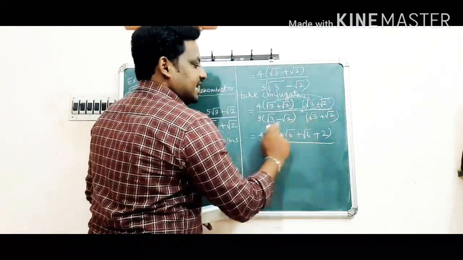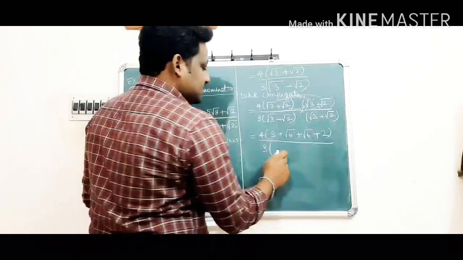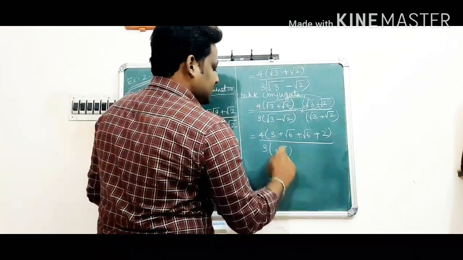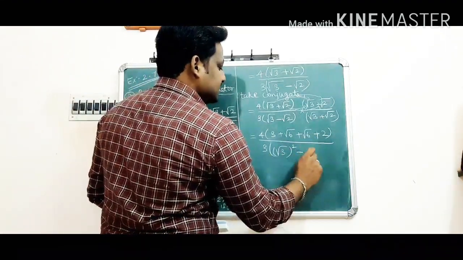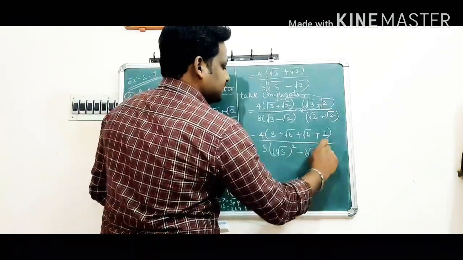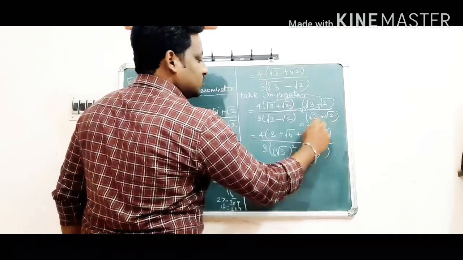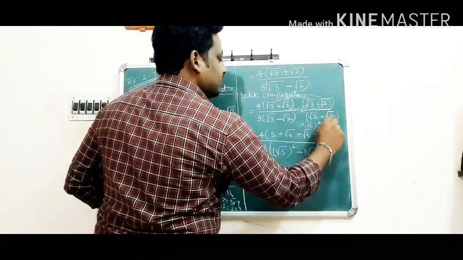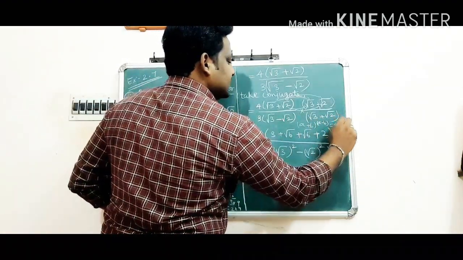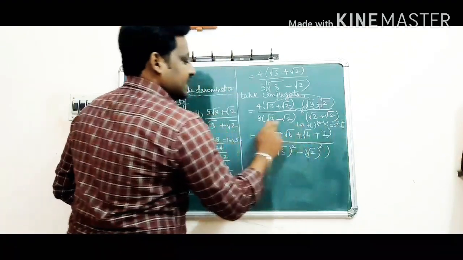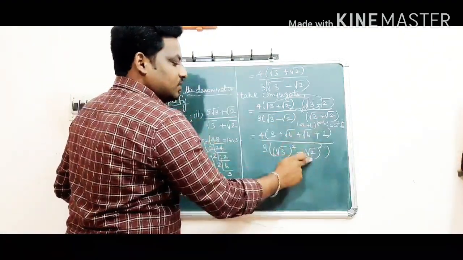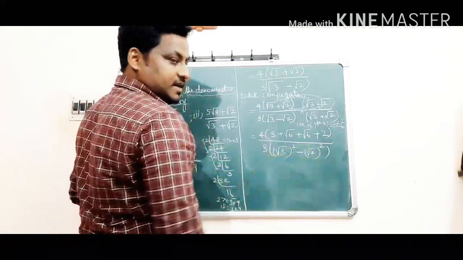So in the denominator, it is in a plus b, a minus b form, so that is root 3 square minus root 2 square. This is the a plus b into a minus b formula. That is a square minus b square. Here a is equal to root 3, b is equal to root 2. That is a square minus b square.